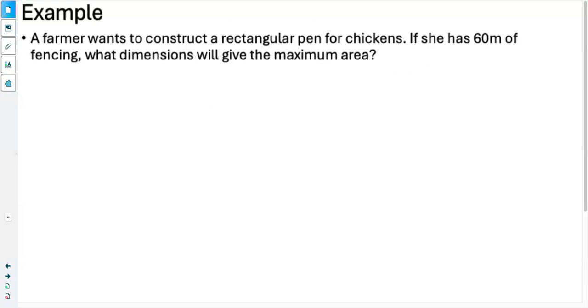So we have a farmer wanting to construct a rectangular pen for their chickens. If this farmer has 60 meters of fencing, what dimensions will give the maximum area?